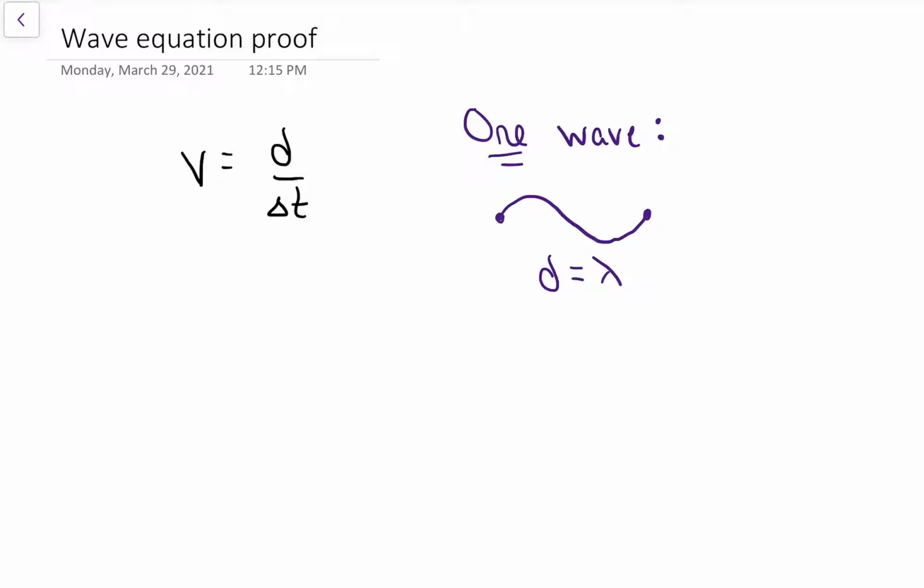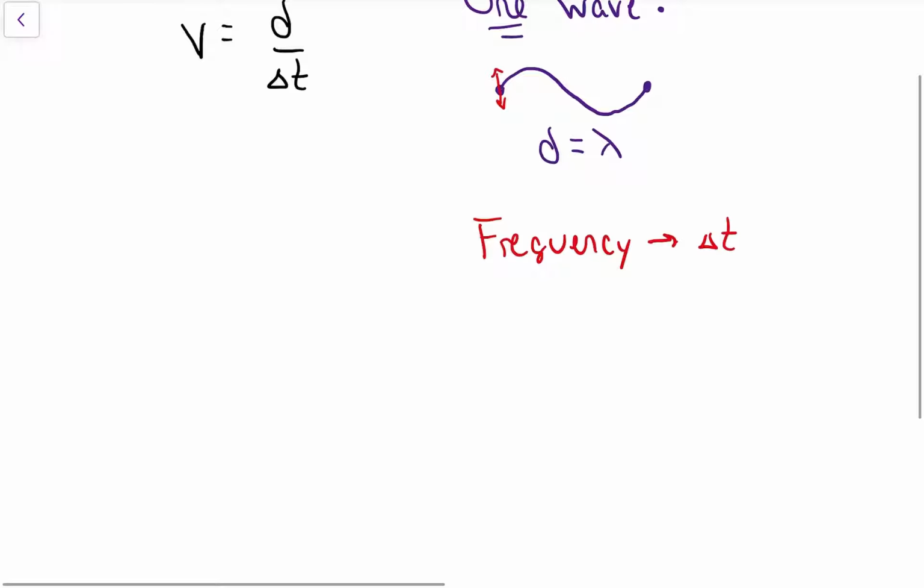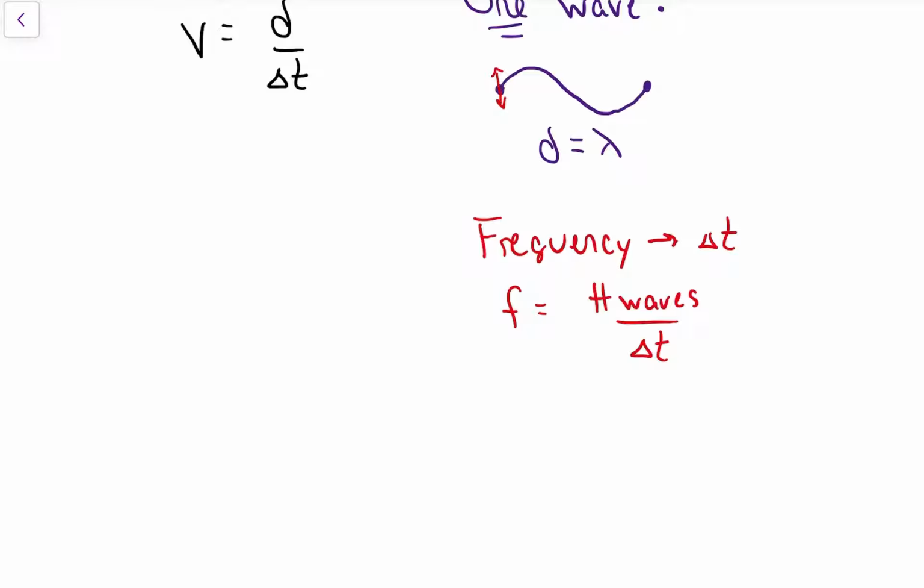Remember, a wave is made up of something that's wobbling up and down. How quickly it wobbles up and down, we can quantify that with something called the frequency. Frequency is basically connected to time. So I'm going to get rid of that equal sign. I'm going to say frequency is related to delta t. If you think about our equation, frequency is the number of waves divided by how much time it takes for those number of waves to happen.